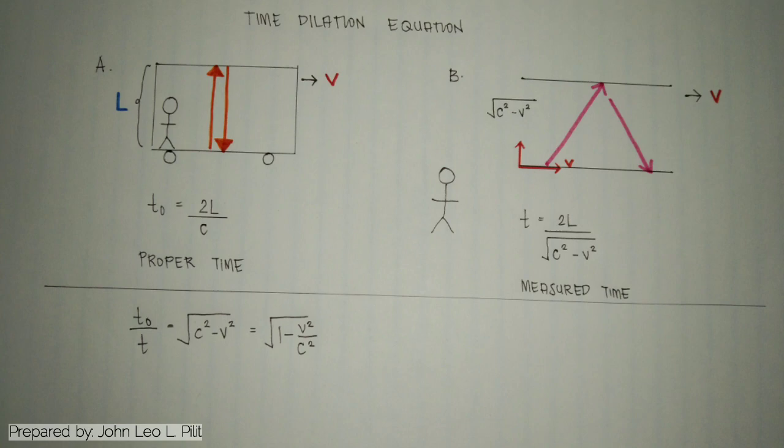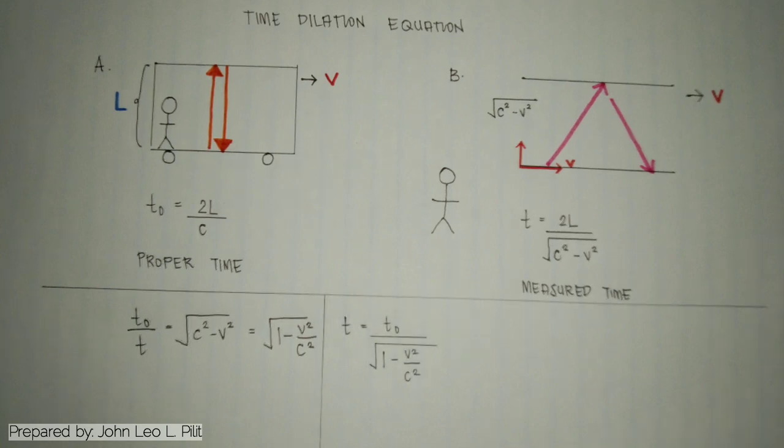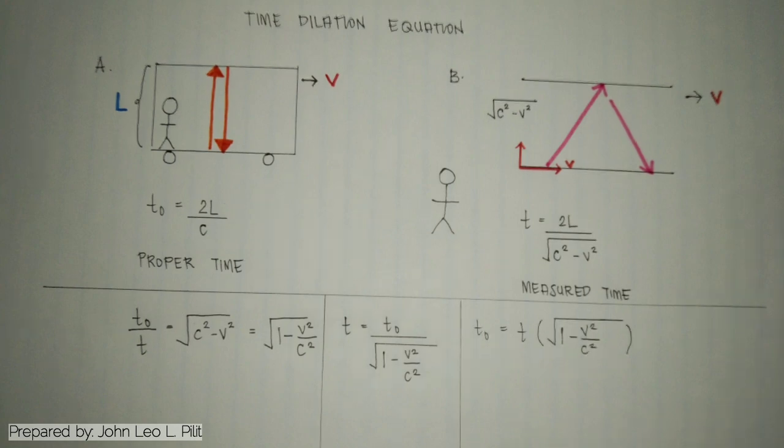We could also be more specific. For measured time, we would have t, which is equal to the proper time divided by the square root of 1 minus v squared divided by c squared. For the proper time, we would have T sub O, which is equal to the measured time multiplied by the square root of 1 minus v squared divided by c squared.